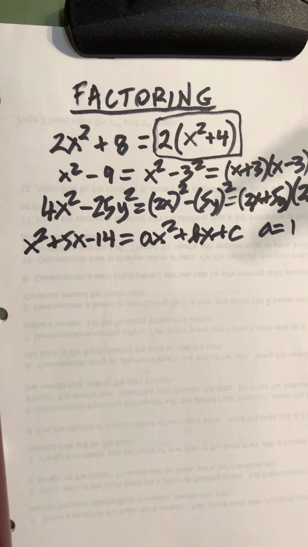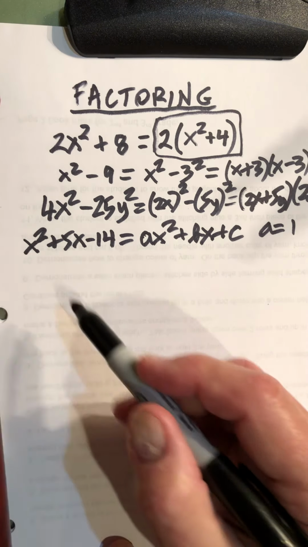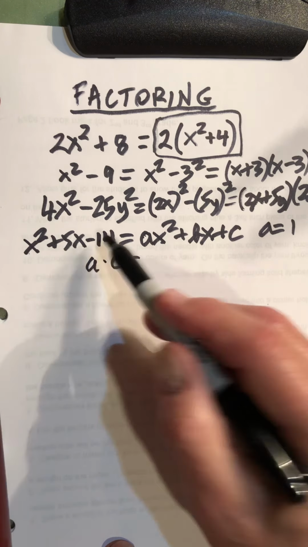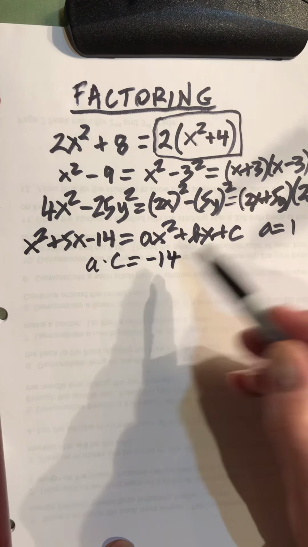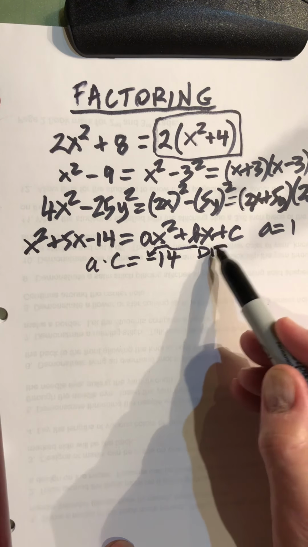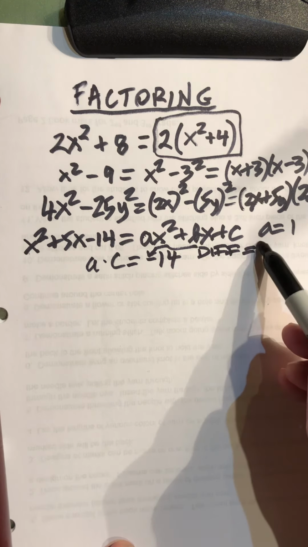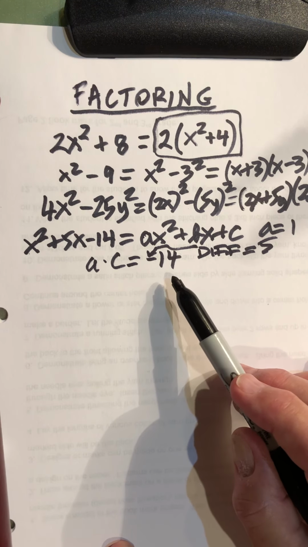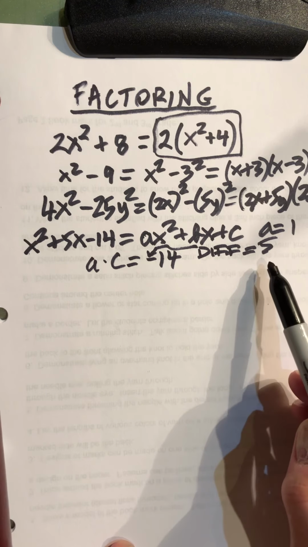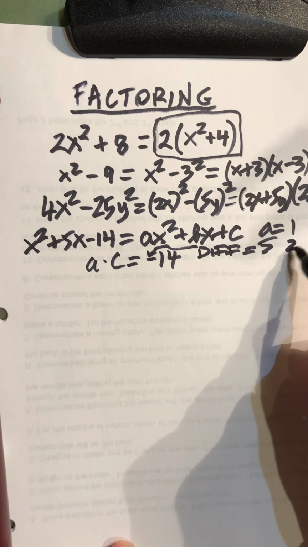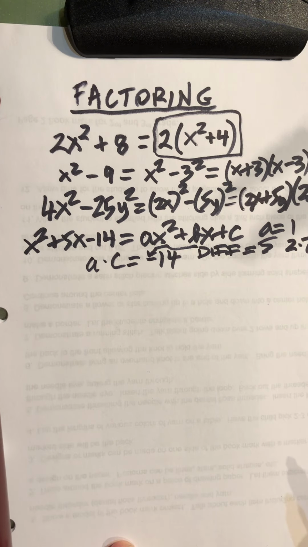Well, that is a big advantage, because now I can just take this. I take the a times c, which is 1 times negative 14. I'm looking for a difference because that's negative. The difference of the b term is 5. In other words, two factors that multiply to be 14 have a difference of 5. And that would be 2 and 7, wouldn't it? Okay, those are the factors.